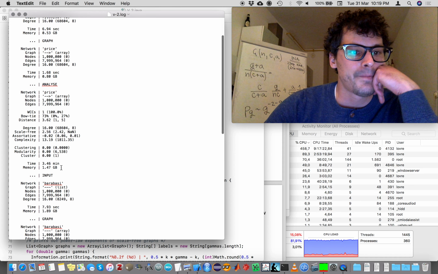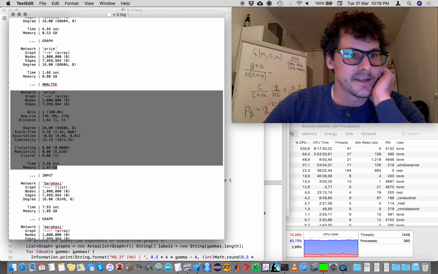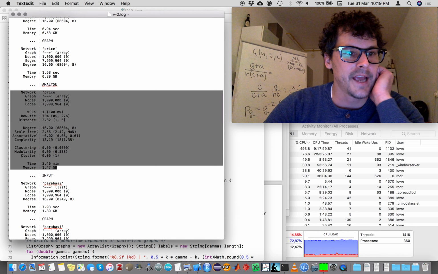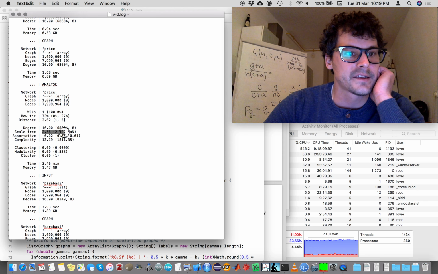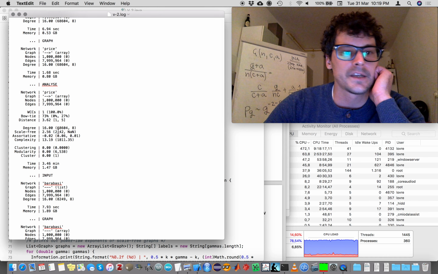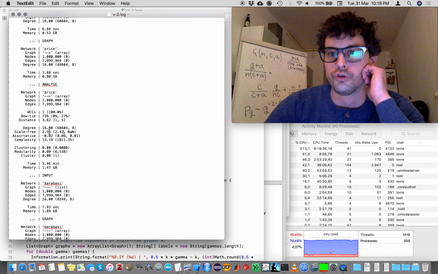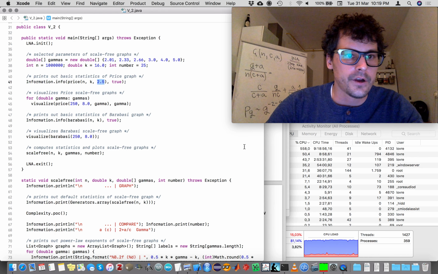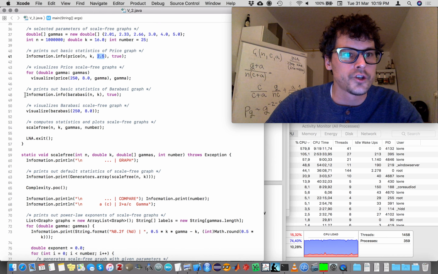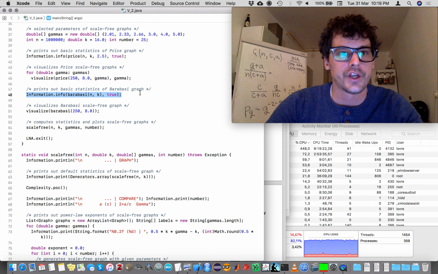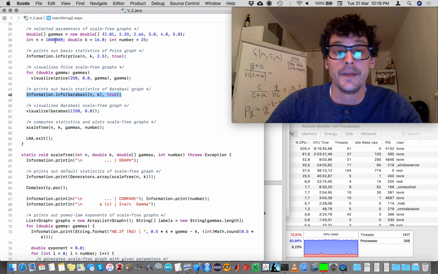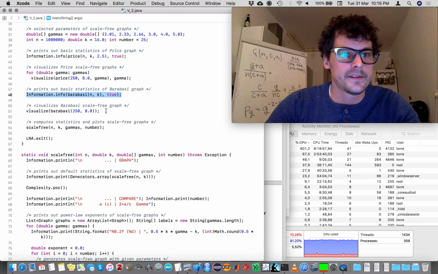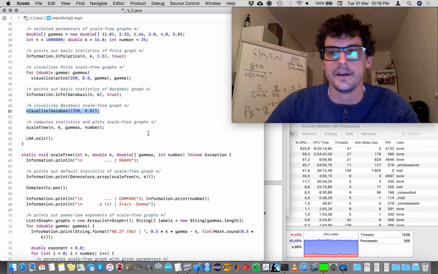So here are the properties of the generated Price model. You can see it has 1,000,000 nodes, the average degree is 16, as we said, and also the gamma exponent for the in-degree is around 2.5, so we are happy. Now let's go back to the code. Next, I am also generating the Barabasi-Albert graph with, again, 1,000,000 nodes and the average degree of 16, and print out its statistics and again visualize the network.